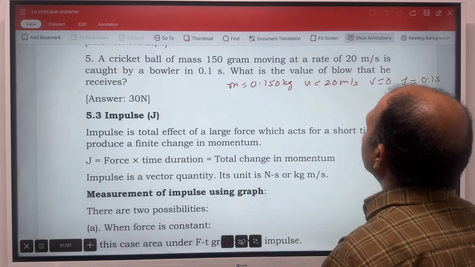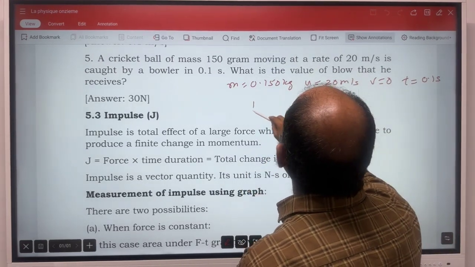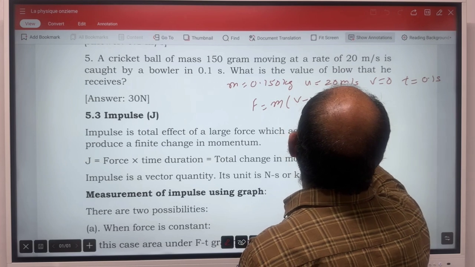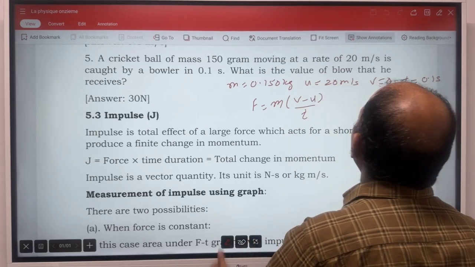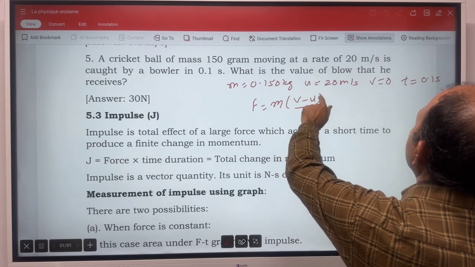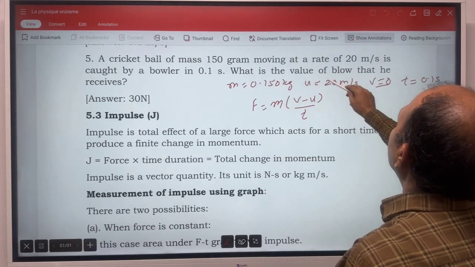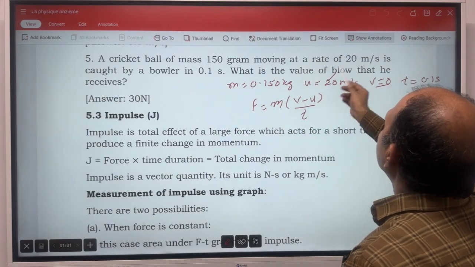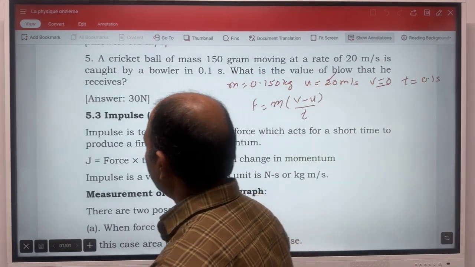Now what you have to do, you have to find out force. So F equal to m times (v minus u) divided by t. You can put the values, you can get it easily. v, the final velocity, is 0, u is given 20, time is also given 0.1, and mass is given, you can put these values.